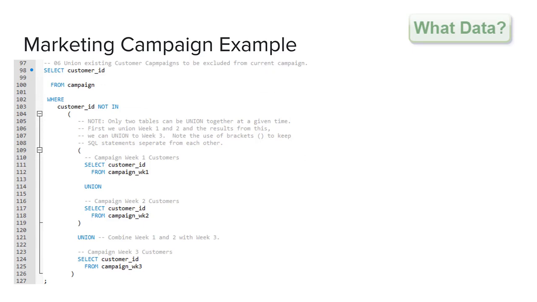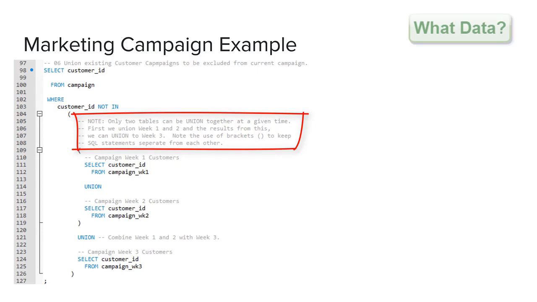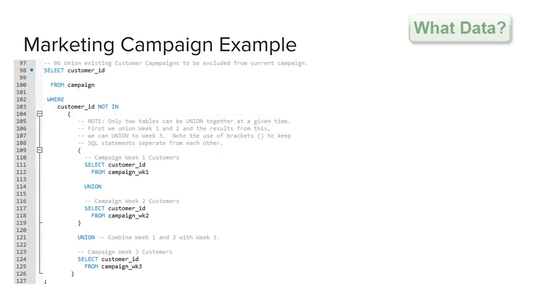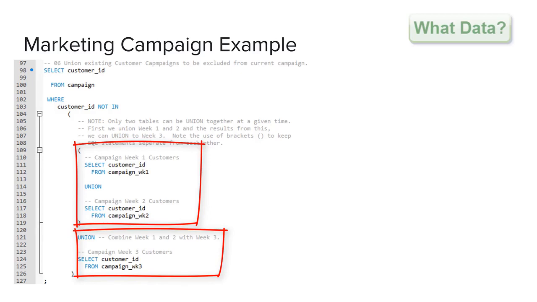Let's take a closer look at what's going on in this SQL statement. Note that we cannot union more than two tables together. So in this scenario, I have first union two tables, campaign week 1 and campaign week 2 together, which we can then combine with a second union statement with campaign week 3.